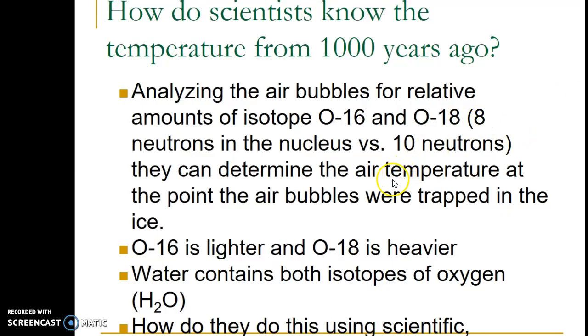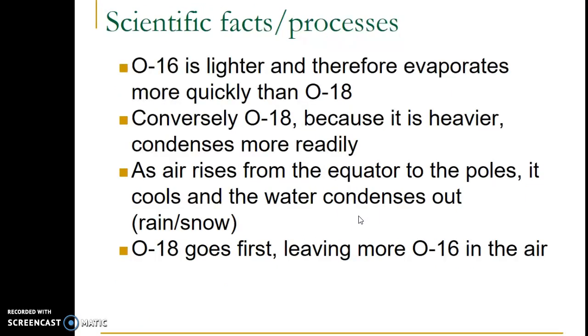All right, there is a little bit more to the specifics of science, how scientists actually do this. There are a couple of isotopes of oxygen, oxygen 16 and 18, and you recall we studied that. It's the difference in the number of neutrons in the nucleus. Oxygen 16 is lighter, of course, less neutrons, and 18 is heavier, and water contains both of these isotopes. And they use the fact that O16 is lighter and therefore evaporates more quickly, and O18 is heavier and condenses more readily.